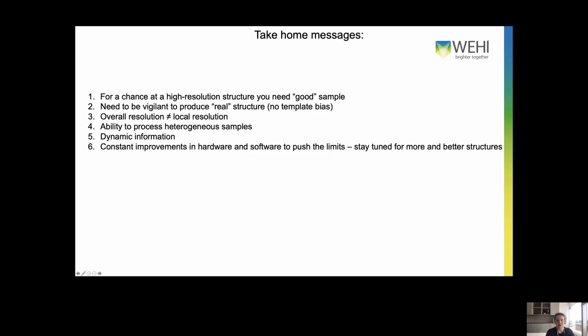Cryo is a very powerful technique and has the ability to process heterogeneous samples. I was not talking about this, but cryo is also quite powerful in getting dynamic information. For example, if you have multiple different conformations of your complexes and proteins, you can separate them. And it's a fairly new technique, so there are constant improvements in both hardware and software, and they try to push the limits. And you just need to constantly stay updated with what's going on in the field.